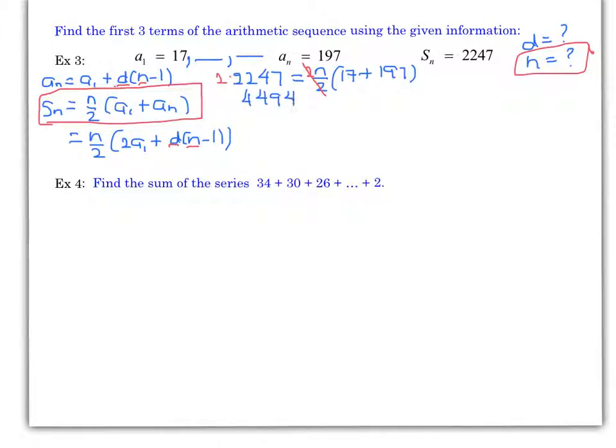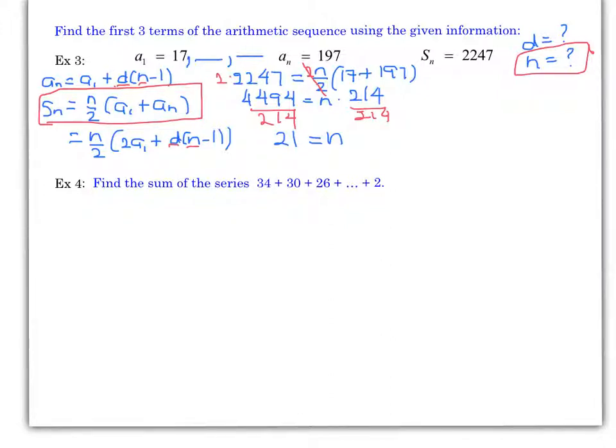4494 equals n times 214, and when I divide both sides by 214, we find out that n equals 21. So there's 21 terms in this sequence that we're going to be looking at. Okay, so now that I know n, I can start to find d.